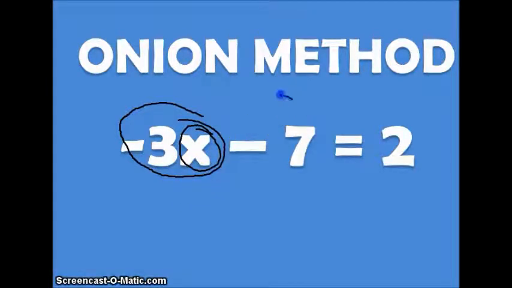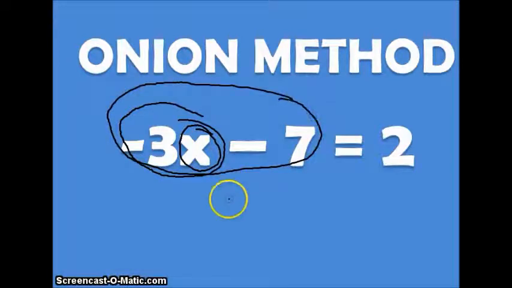And lastly, we have this minus 7, right? And that's the last layer of the onion. Okay? Now, I need to try and get x by itself. I need to get to the innermost layer. So to do that, I'm going to start taking off some of these layers.